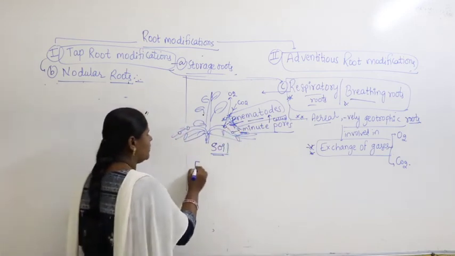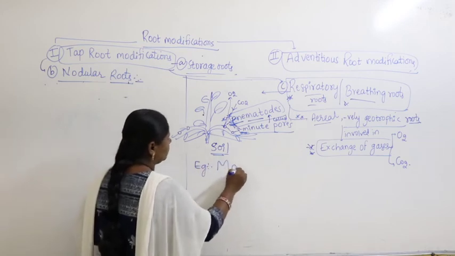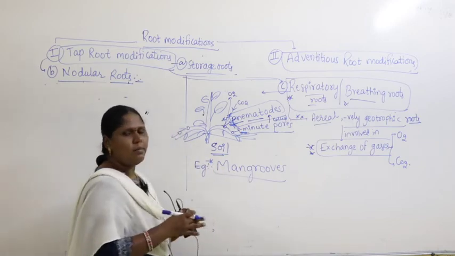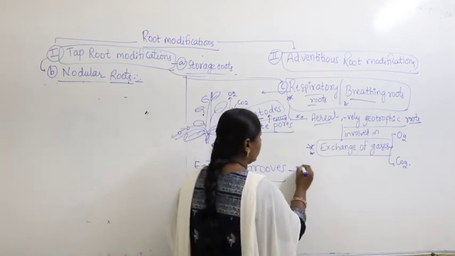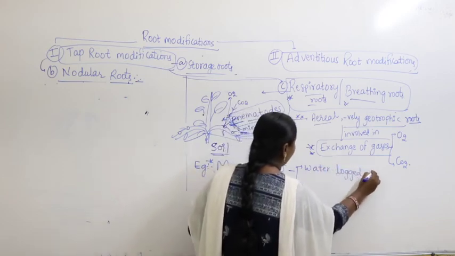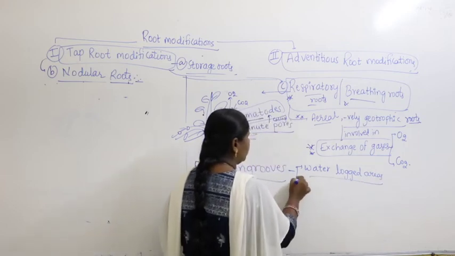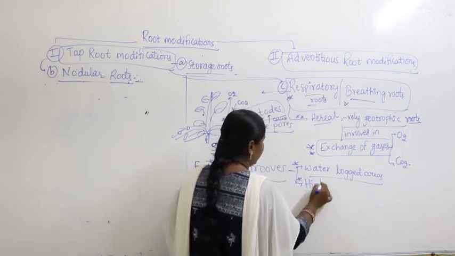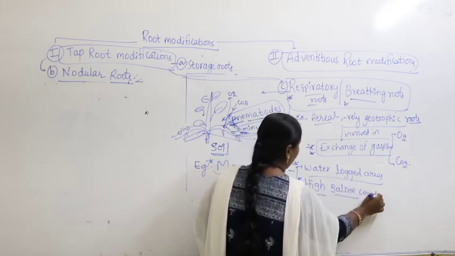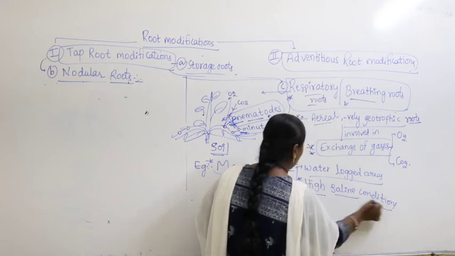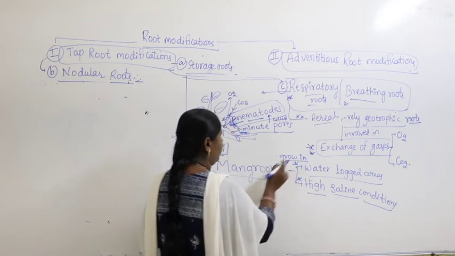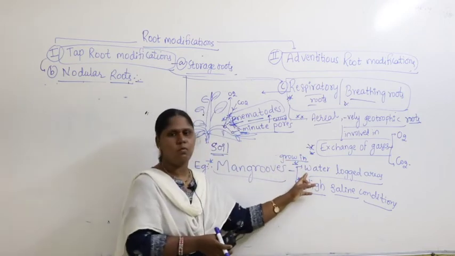The best example for this is mangroves. What are mangroves? Mangroves are the plants which grow in waterlogged areas, and these are the areas which generally contain high saline conditions.